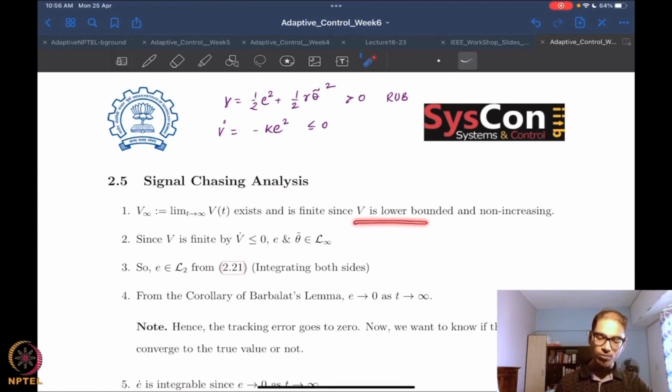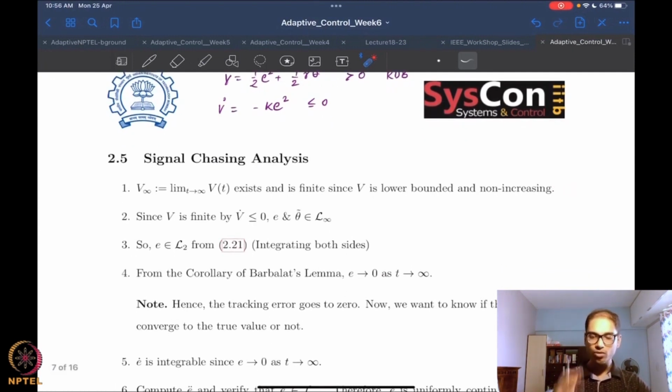And we know from these two properties that the limit as t goes to infinity of V of t exists and is finite. We denote this with V infinity. We are going to use this V infinity in our subsequent calculations. So that's step 1.